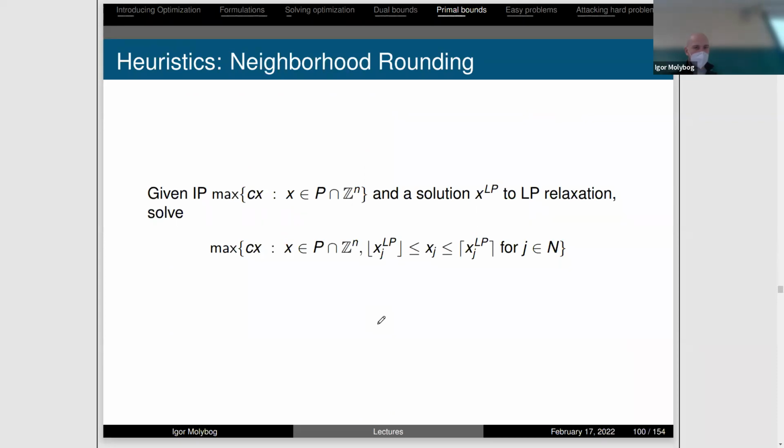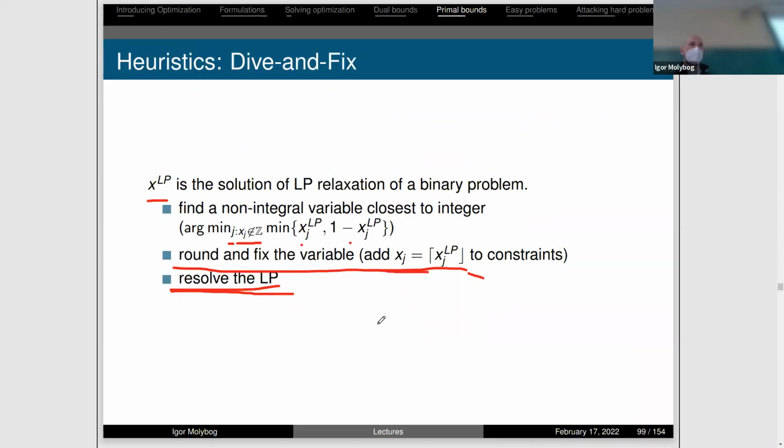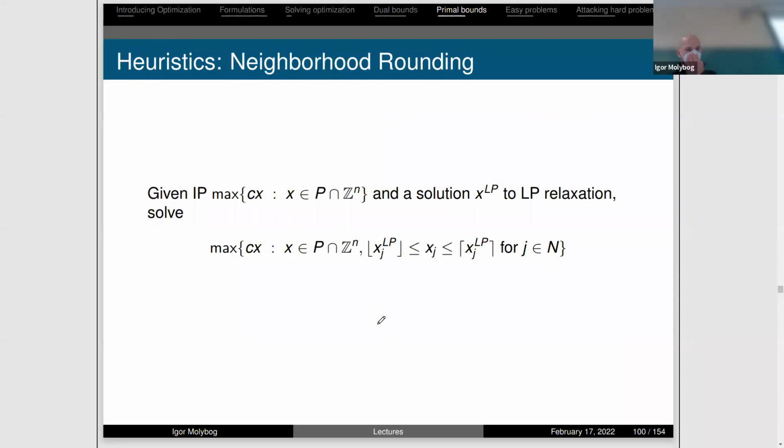Okay. Any questions here? No questions. Okay. The next approach and the next kind of idea here is the neighborhood rounding. When you are given an IP problem in this form and a solution to an LP relaxation, you can solve.